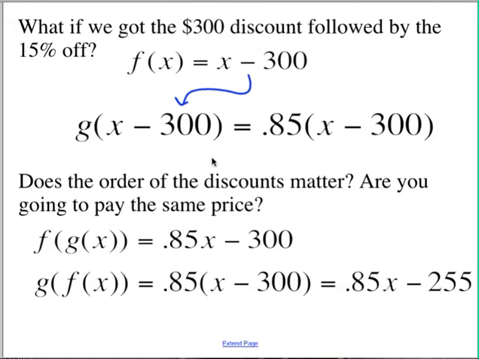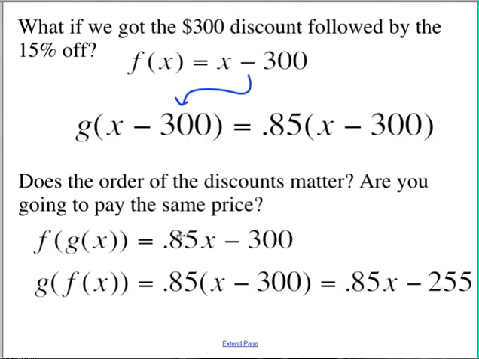And it says, does the order of the discounts matter? Are you going to pay the same price? And the answer is no. So if you take a look at what we did first, in the last scenario, we took the 15% off and then the 300. In the second, we did the 300 off first and then took 15% off. And after I distribute the 0.85, you'll notice that that number over here is less.